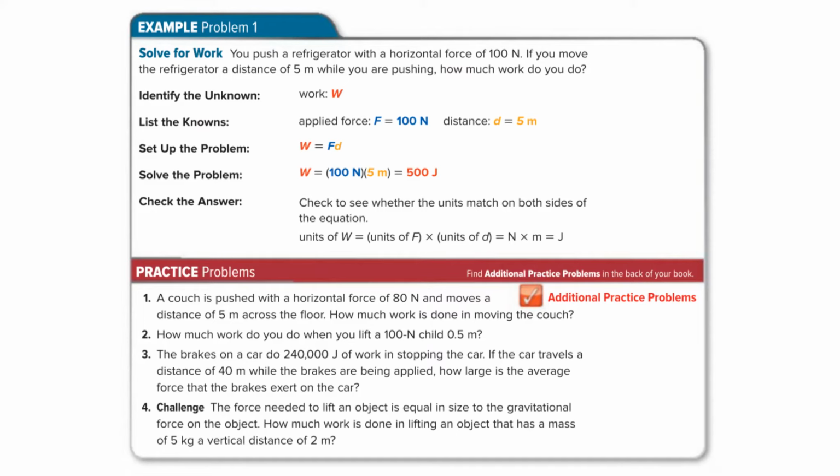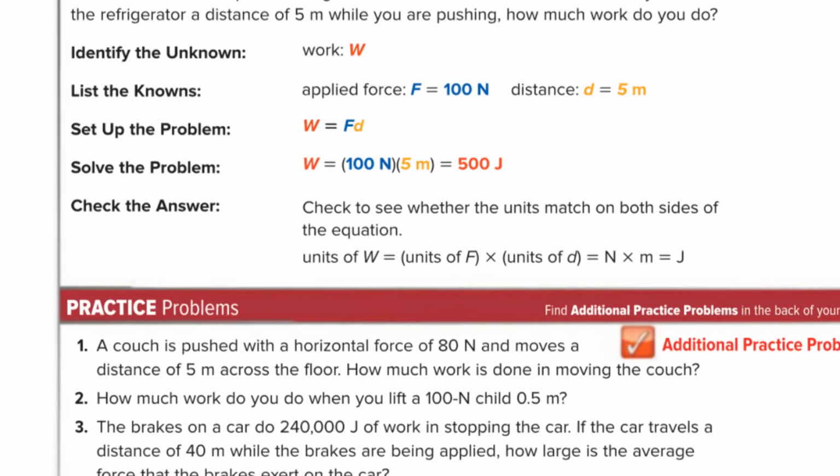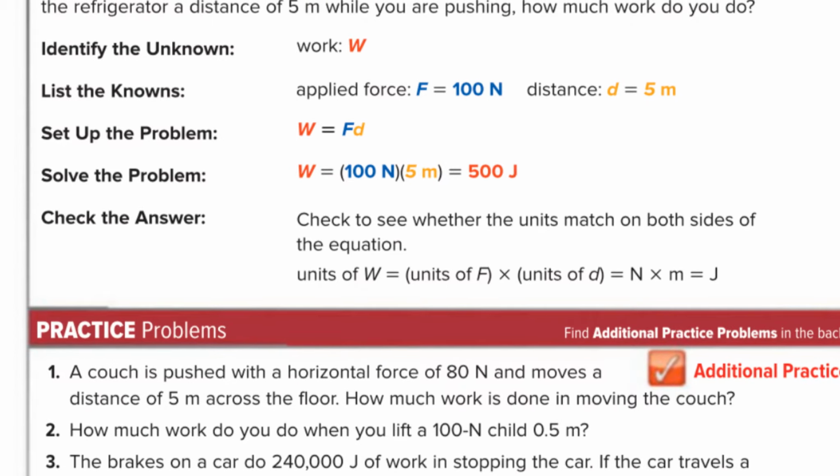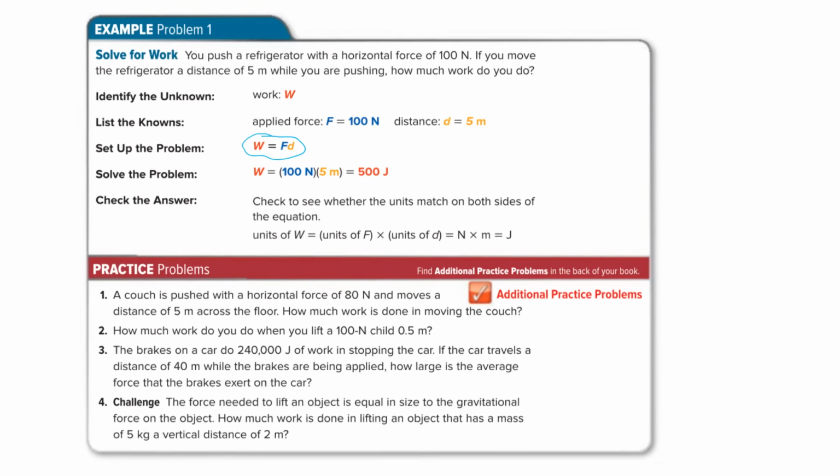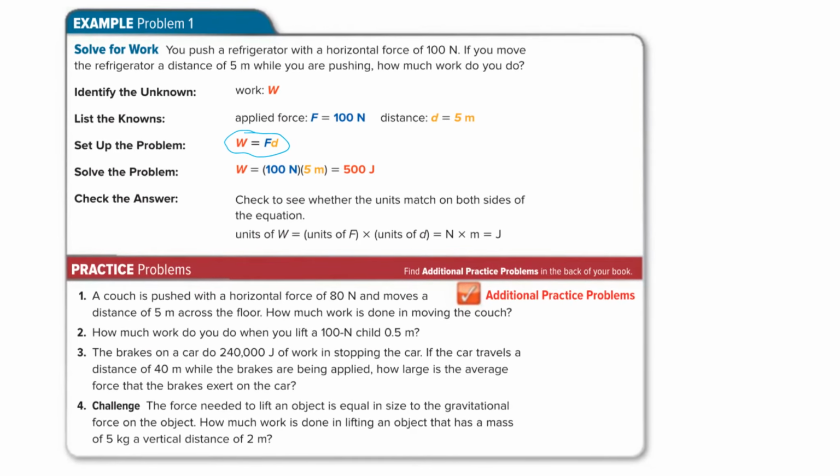Using the work equation. The work equation is work equals force times distance. So force applied through some distance. As long as you know any two of those three things, you should be able to solve for the unknown.